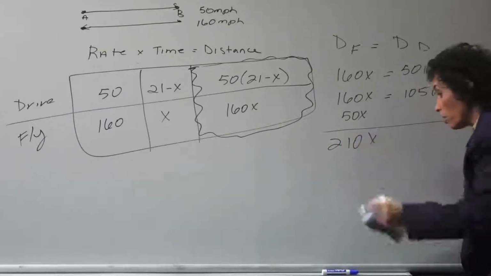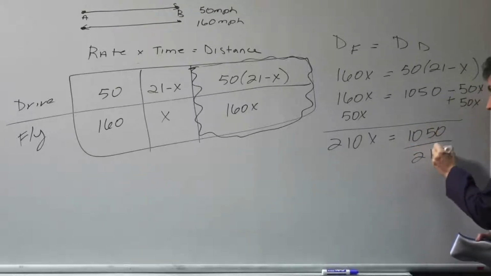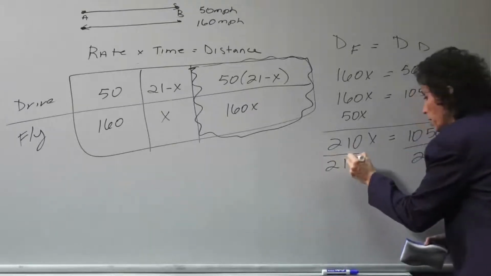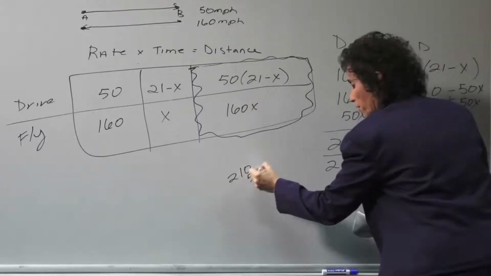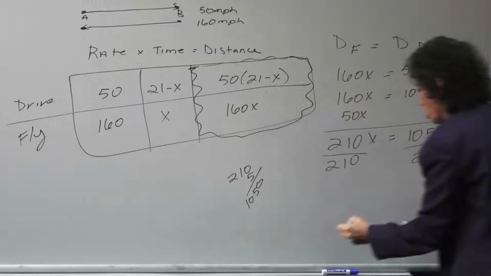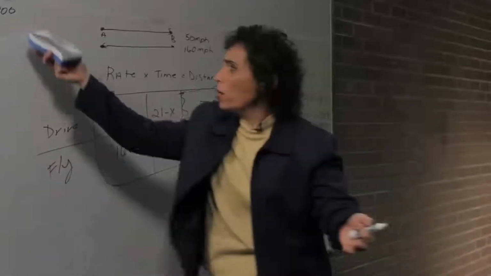You having fun yet? Okay. 210x equals 1050. Divide by 210. I'm thinking that's 5. You thinking that's 5 with me? That is clearly 5. x equals 5. But we didn't get 5. We had 800. We know the answer is 800.